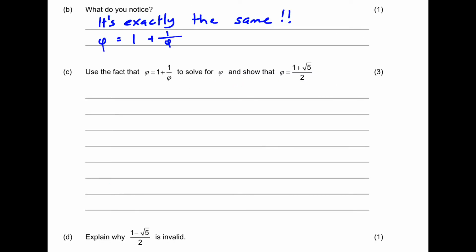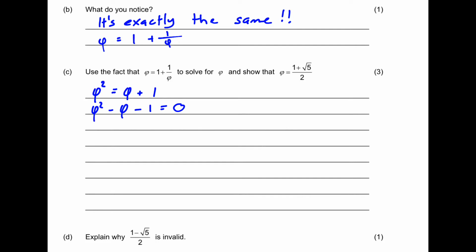Question C, use the fact that phi equals 1 plus 1 over phi to solve for phi and show that phi is equal to 1 plus root 5 over 2. Okay, so this is the show that part. That's what we need to end up with, without using the fact that I've squared there in pink. Right, so we're going to start with this portion here. Let's multiply through by phi so that we get rid of our denominator. So phi on the left times phi will become phi squared equals phi plus 1. All right, we can see that's now quadratic. So if we take over everything on the right-hand side, we end up with phi squared minus phi minus 1.